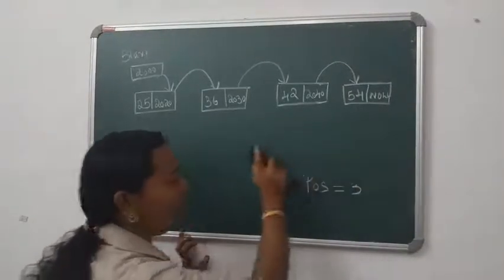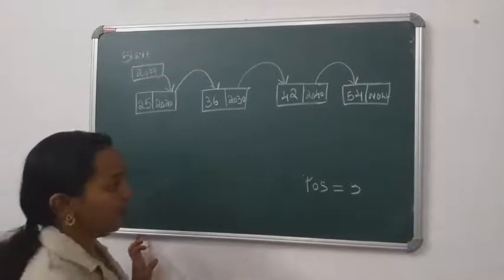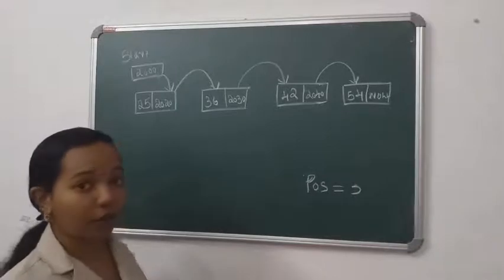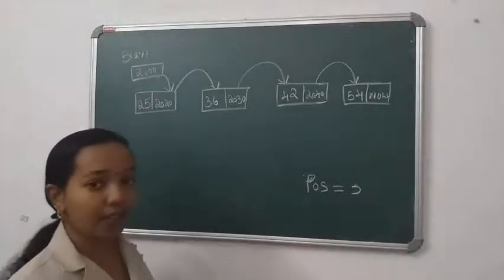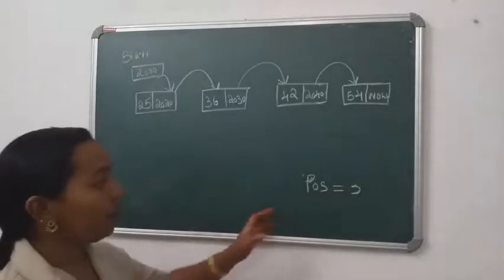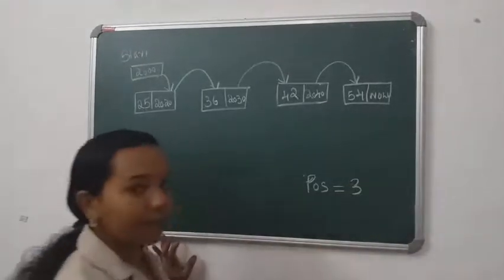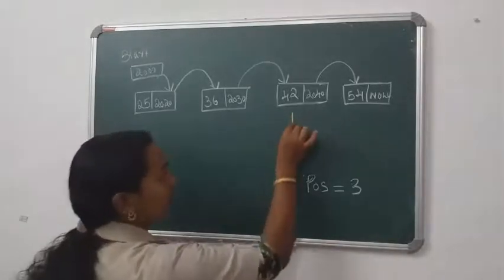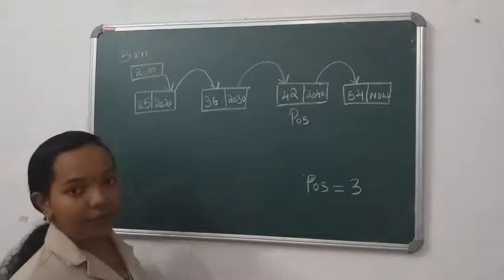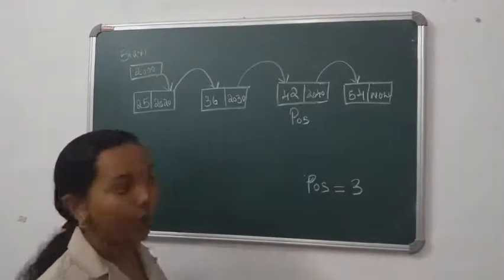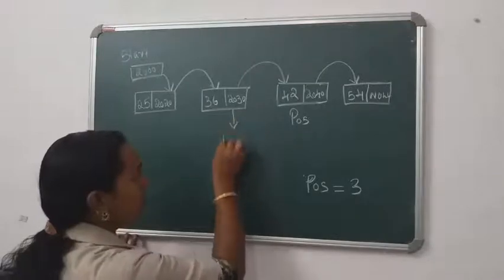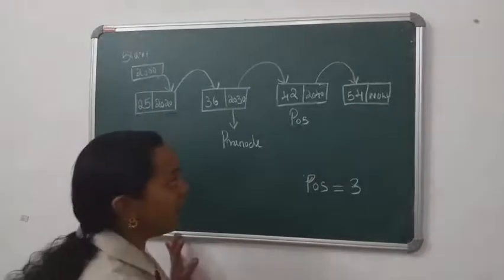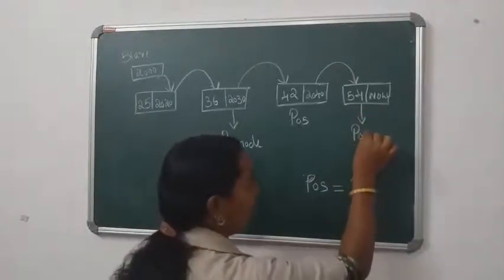Next you want to identify the post-node and pre-node. I already mentioned that pre-node is position minus 1 and post-node is position plus 1. So if position is equal to 3, what will be the pre-node and what will be the post-node? If this is the position, this node we are going to delete. This is the pre-node, which indicates position minus 1, and this is known as the post-node.